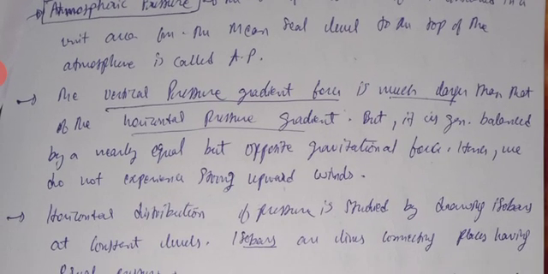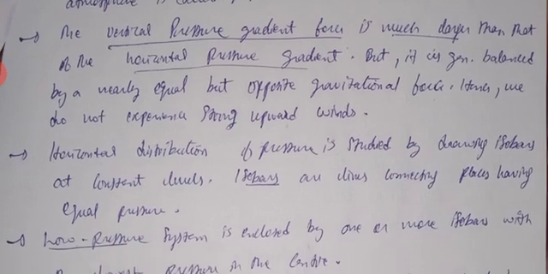The vertical pressure gradient force is much larger than the horizontal gradient force, but it is generally balanced by a nearly equal but opposite gravitational force. Hence, we do not experience strong upward winds.